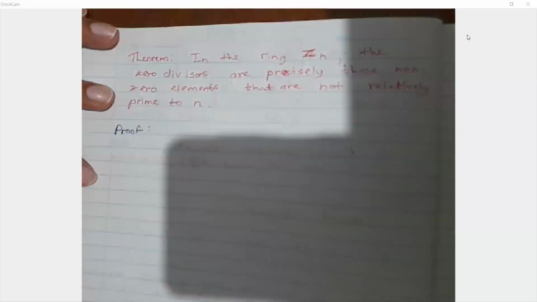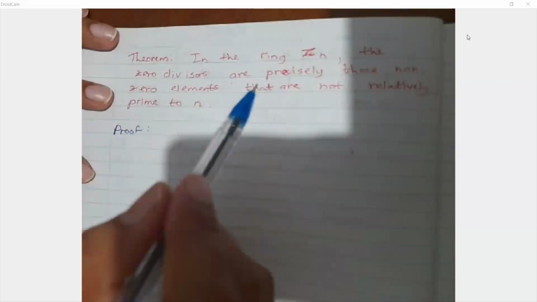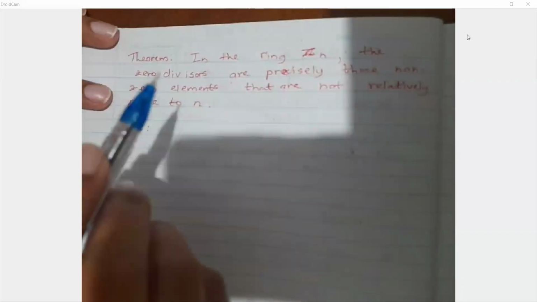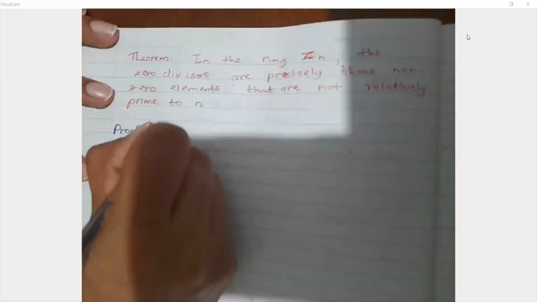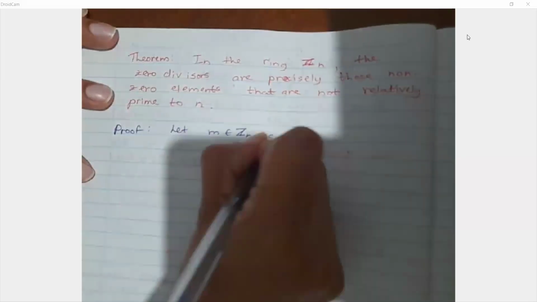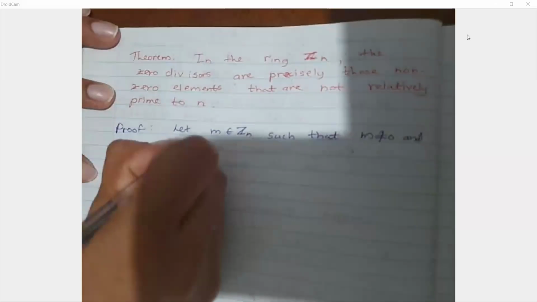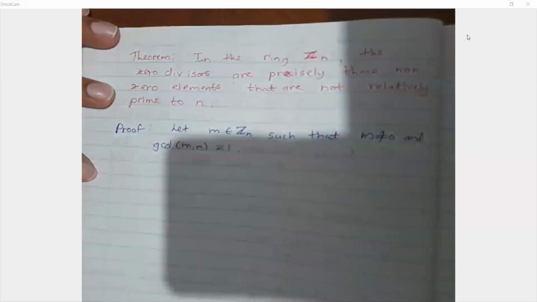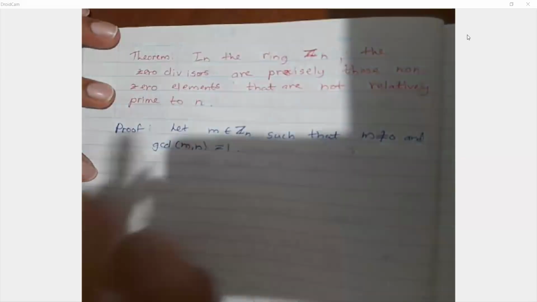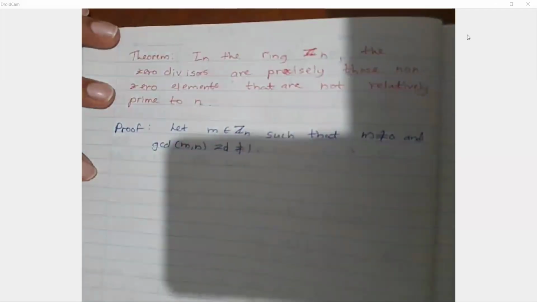Okay. Let's take m to be a non-zero element in the ring Zn, and let's suppose it's not relatively prime to n. That means their greatest common divisor, let's call it d, is not equal to 1. If it is not relatively prime to n, the greatest common divisor must be greater than 1.